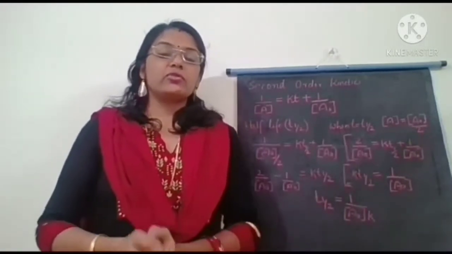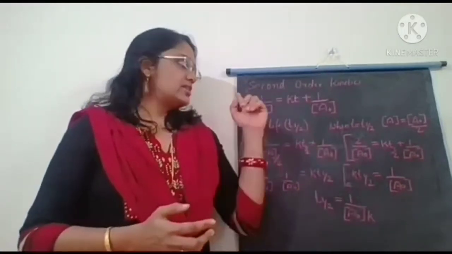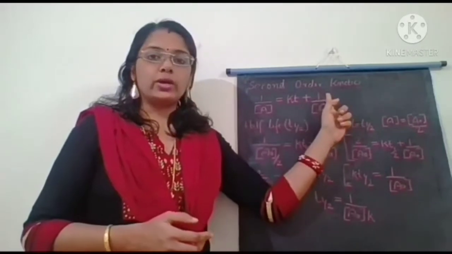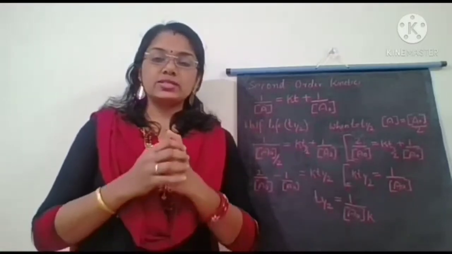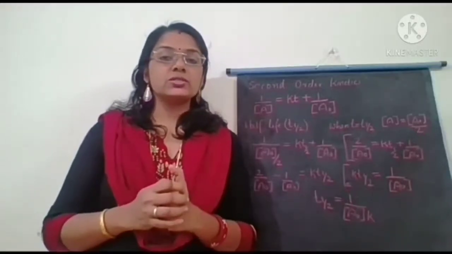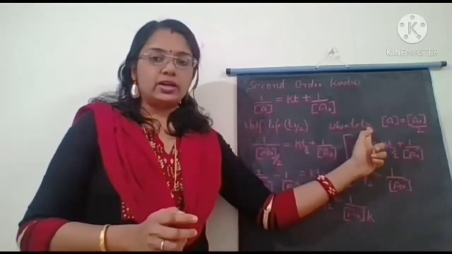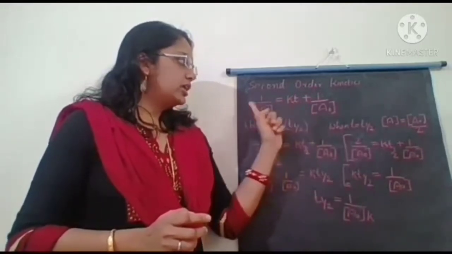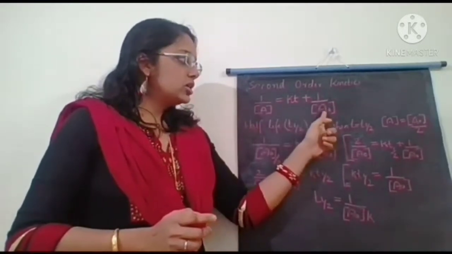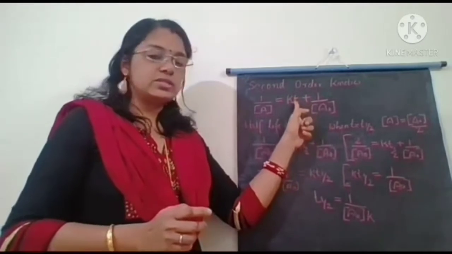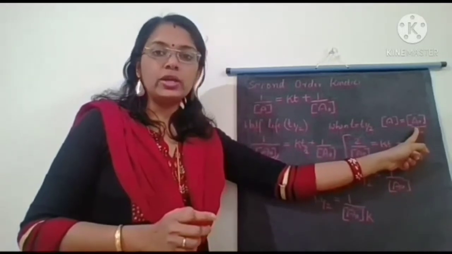Next we can determine the half-life of a second order reaction. We have the integrated rate equation of second order kinetics as 1 by A is equal to Kt plus 1 by A naught. The half-life of a reaction is the time required to reduce the concentration to half of its initial value, and it is denoted by t half. So when t becomes t half, the concentration of A becomes A naught by 2, that is, the initial concentration becomes half.